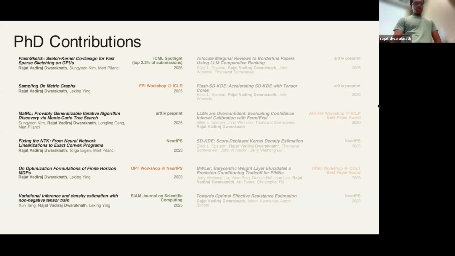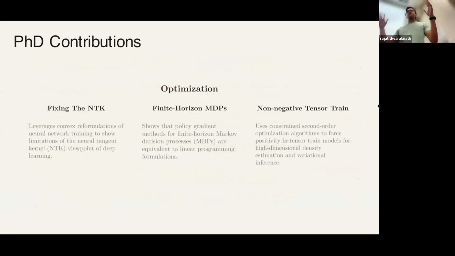First, I'll talk about these three papers broadly under the umbrella of optimization. The first one is on fixing the NTK. Mert mentioned the blog post on the neural tangent kernel. What this work does is it basically connects two theoretical analyses of deep learning. One is the convex reformulation of neural network training, and another is the NTK. And it shows through the convex formulation that there are some limitations in the NTK viewpoint, which the convex formulation can fix.